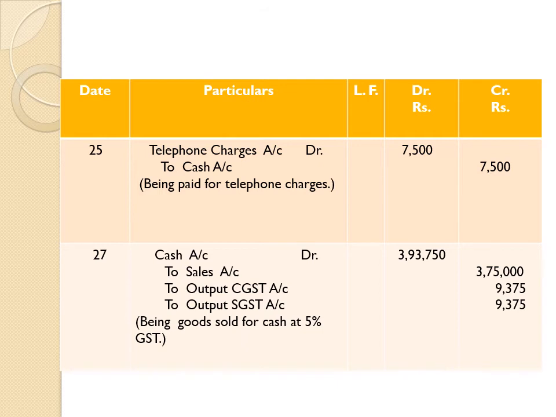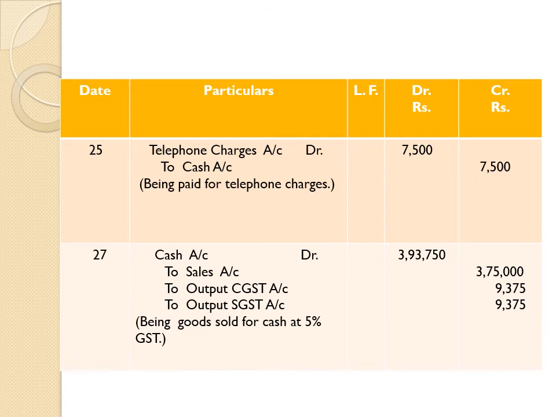That is done for improving our business. Communication is very important, and we can make communication through telephone or mobile phone, and the charges of it are called telephone charges. For the telephone charges paid by us, the entry is telephone charges account debit 7,500, to cash account 7,500.